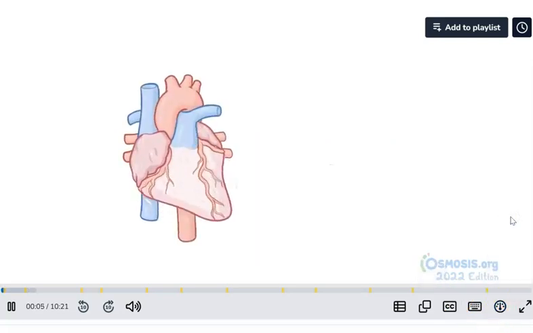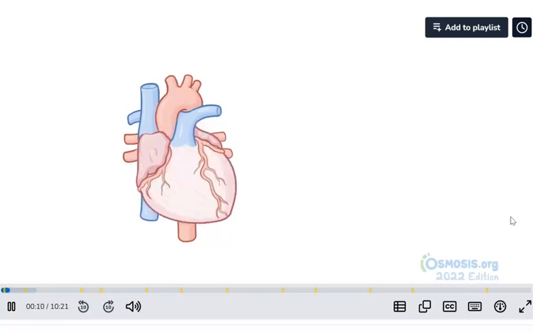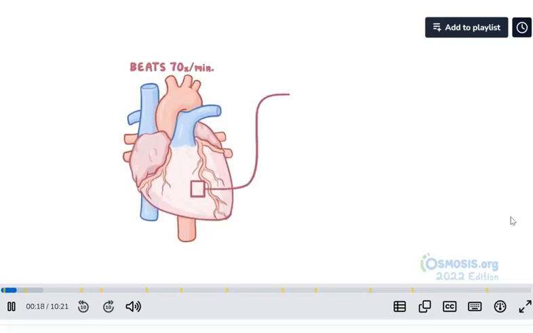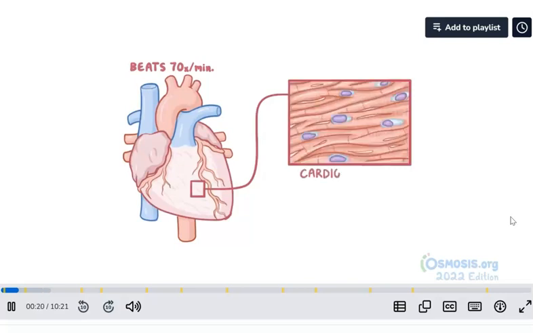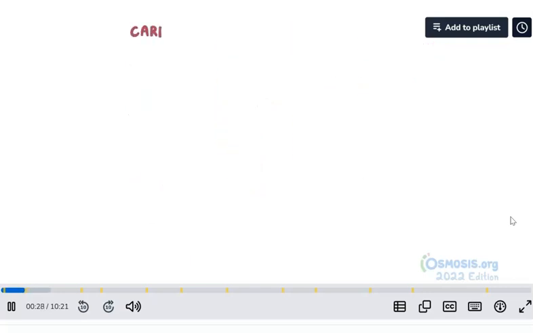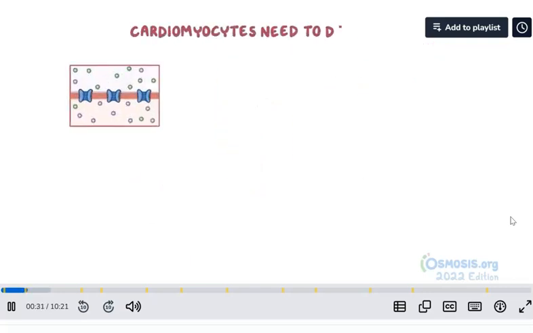The main job of the heart is to pump blood all over the body to our organs and tissues and keep them oxygenated. It does so by contracting around 70 times per minute. The physiological basis of cardiac contractility is the synchronous contraction of heart muscle cells, aka cardiomyocytes. Cardiac contractility is a measure of the strength of cardiomyocytes to contract. In order for cardiomyocytes to contract, they first need to depolarize.